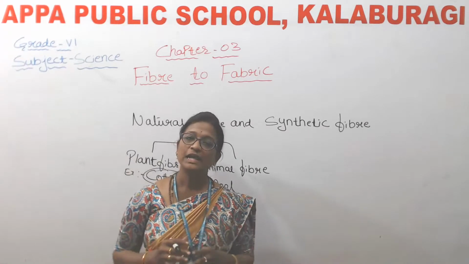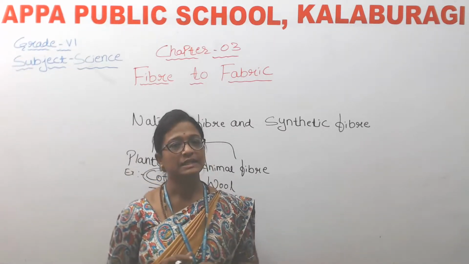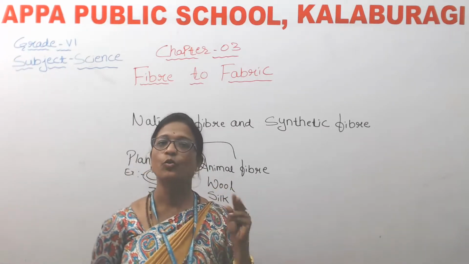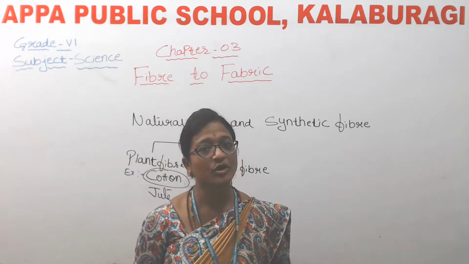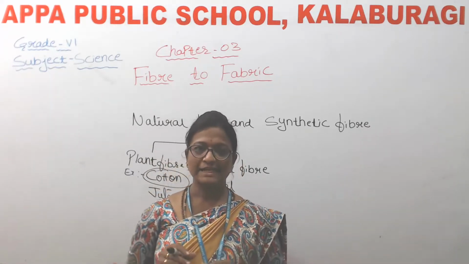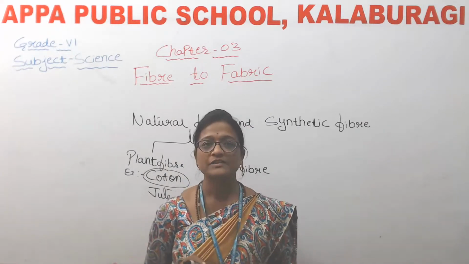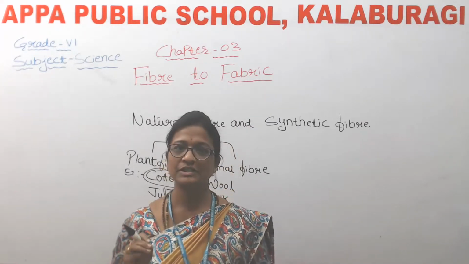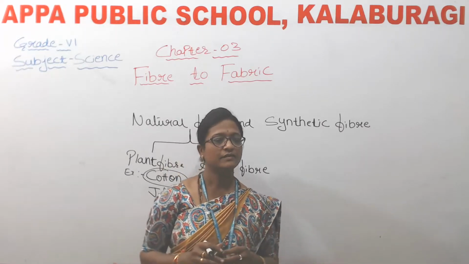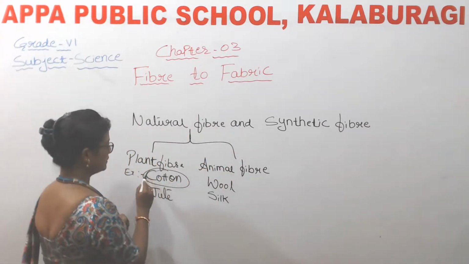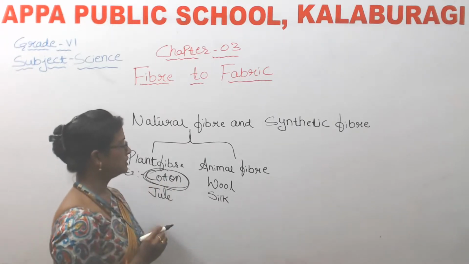Again after maturity, what happens? The green cotton ball will burst open. When it bursts open, what do we see inside the cotton ball? Exactly, we see white, fluffy, soft cotton with seeds inside it. So now we obtain cotton fiber from cotton.